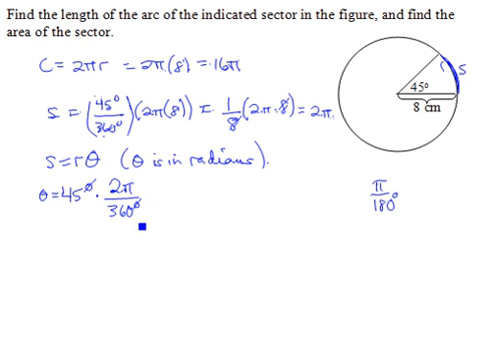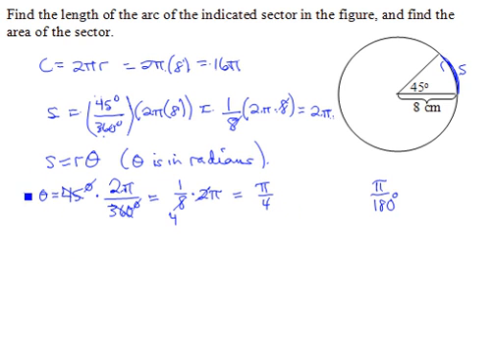What I'll do to finish this off is just divide out 45 over 360. That simplifies to 1/8, and that means we have 1/8 of 2 pi, which is just pi over 4. Again, the 2 and the 8 cancel, leaving pi over 4. That's in radians, and so that's the measure of the angle, theta.